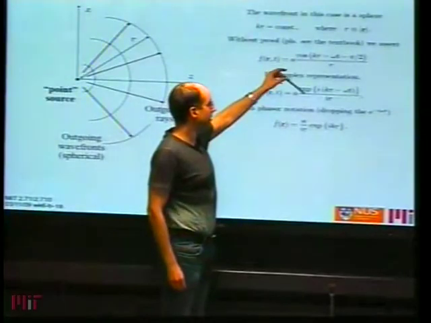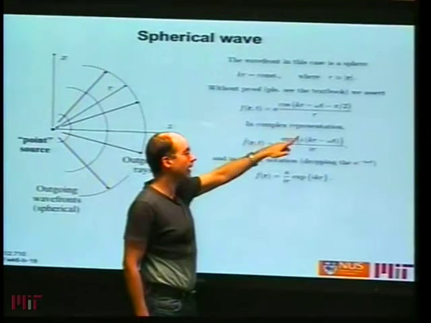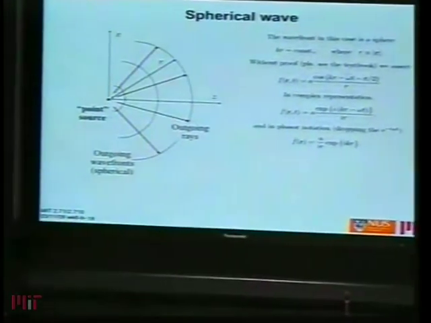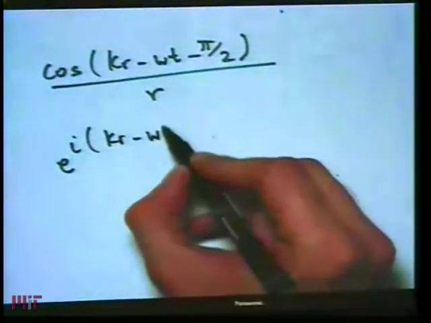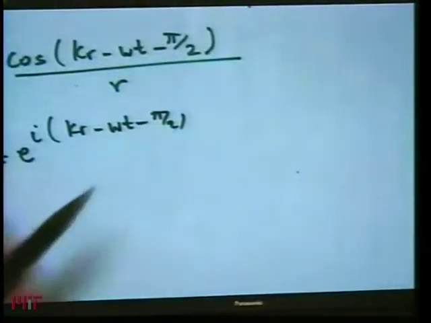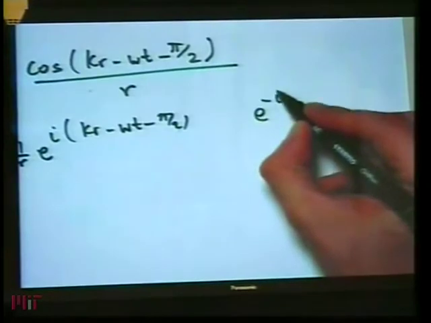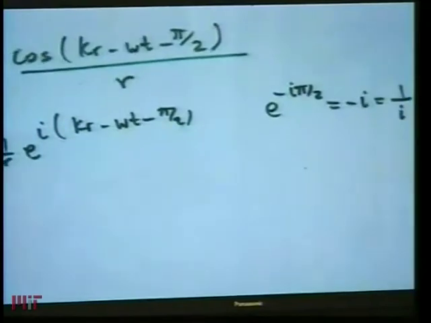When we write it as a phasor, in the complex representation, of course, e to the minus i pi over 2 is minus i. I skipped a few steps in the slide, so let me do them on the whiteboard. To go from this to the complex representation, you would write e to the i, kr minus omega t minus pi over 2, and of course you still have this thing outside. This is not affected. Then remember that e to the minus i pi over 2 equals minus i, and it equals 1 over i. So this is why the i appeared in the denominator over here.